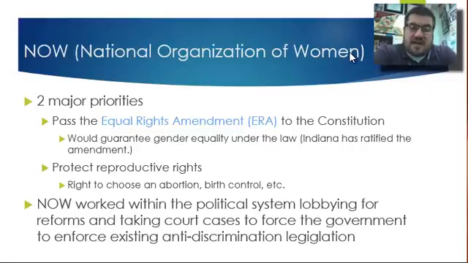NOW has two major priorities. They want to pass the Equal Rights Amendment, or the ERA. It's not Earned Run Average, it's Equal Rights Amendment in this instance. They want to add it to the Constitution. That would guarantee gender equality under the law. Now, they already have anti-discrimination laws, but this would be added to the Constitution, and it would be the highest law in the land. They also want to protect a woman's reproductive rights. They want to give women the right to choose an abortion if they choose. They would like to preserve a woman's access to birth control, etc.